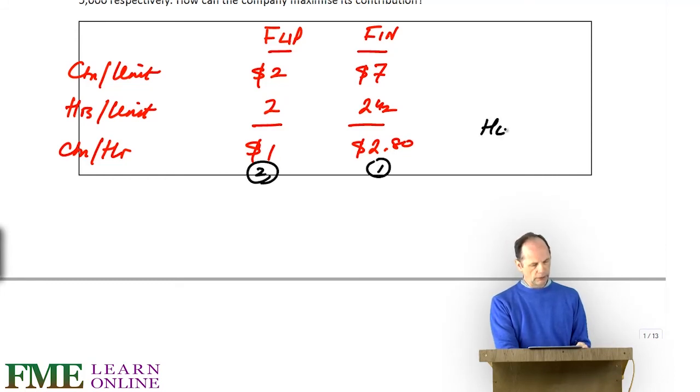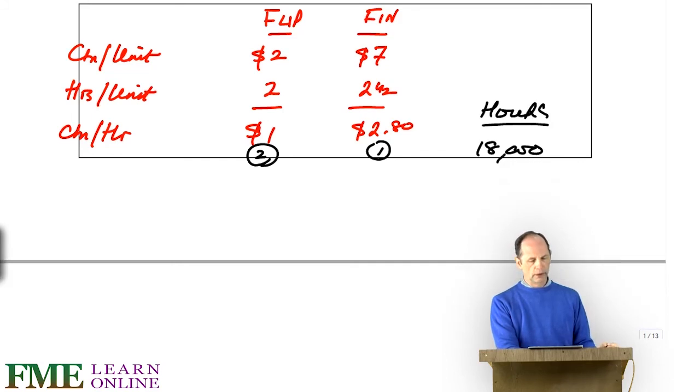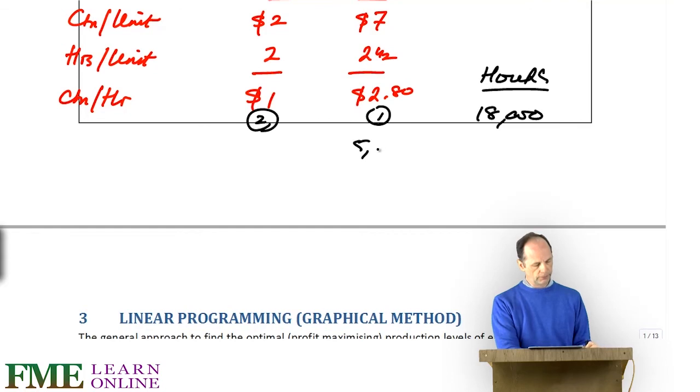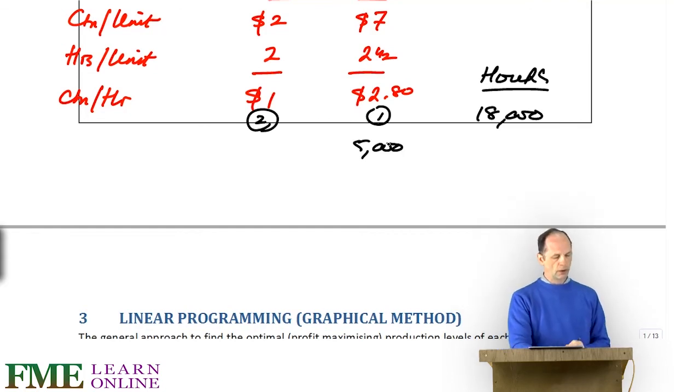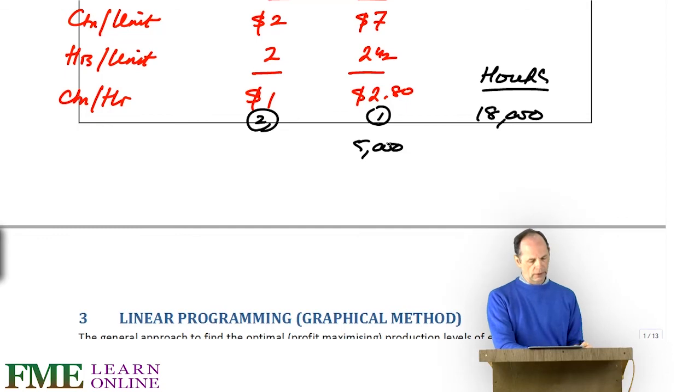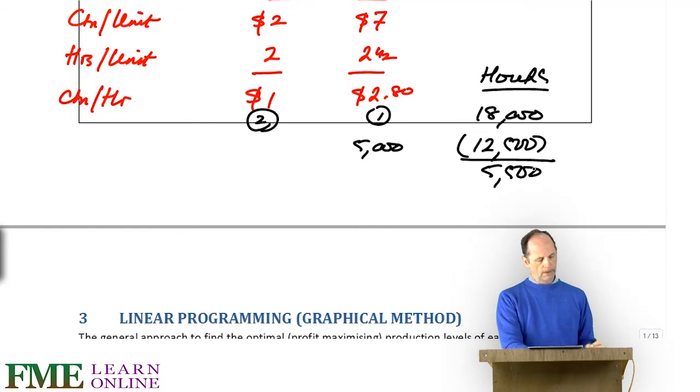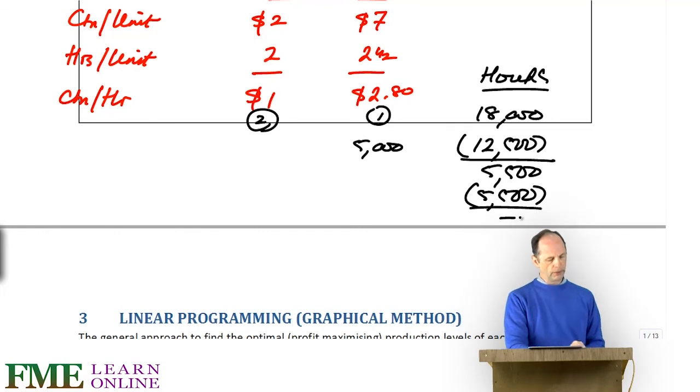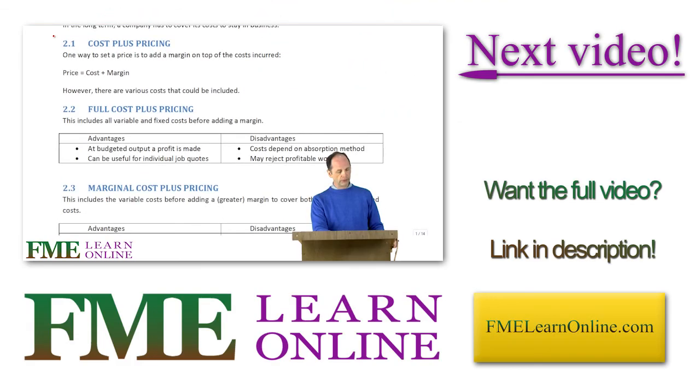So the hours we actually have available are 18,000. So the first thing we'll do is make all the fins that we can. And maximum demand for fins is 5,000. They use 2.5 hours a piece, so that is 12,500, which only then leaves 5,500. How many can we then make for 5,500 of the flippers? So divide that by 2 for 2 hours per unit.